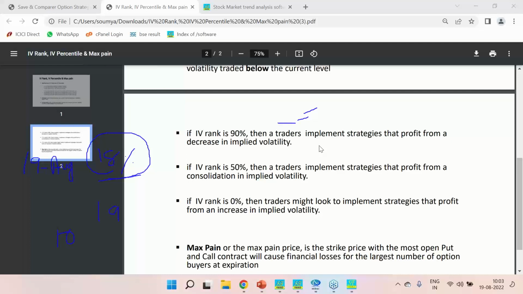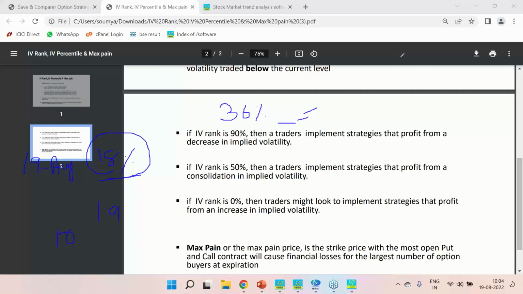So can you tell me what kind of strategy we should initiate? IV rank is currently 36%. Just now we have seen the past 30 days period, and 36% is the IV rank. What kind of strategy should we initiate to profit from this? Which kind of strategy should it be? Short-oriented selling of options means a decrease in implied volatility should gain us.